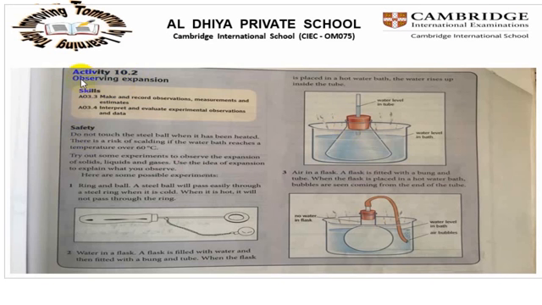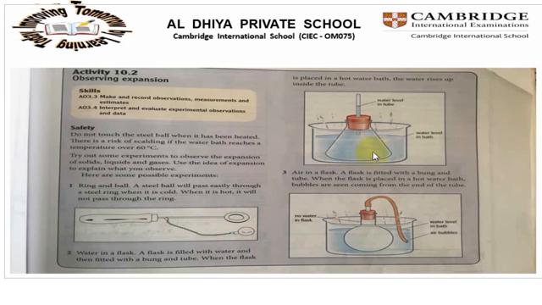Activity 10.2, observing expansion for the solid, liquid and gas. First one, this is a steel ring and that is a steel pole. At first, when this pole is cold, it will pass through the ring very easily. When it is hot, it will not pass through the ring. The second one, this is the expansion of solids.